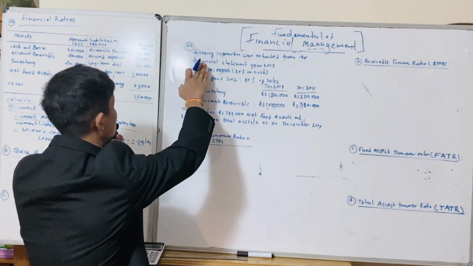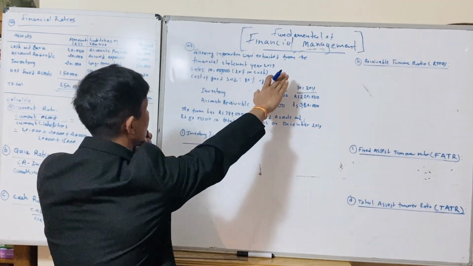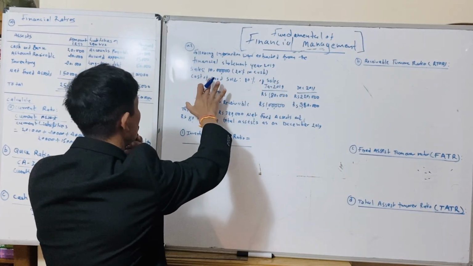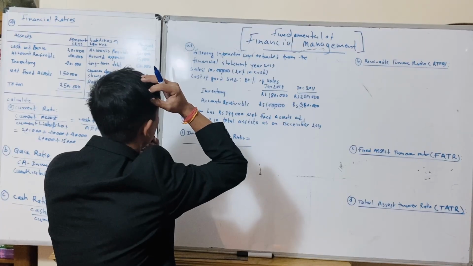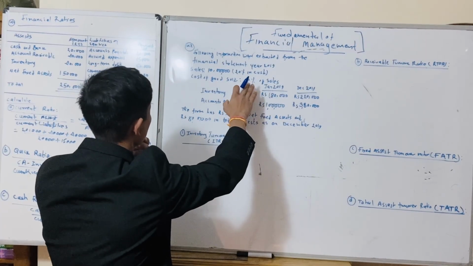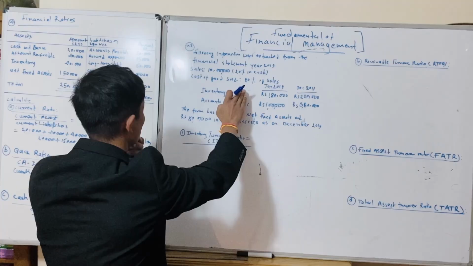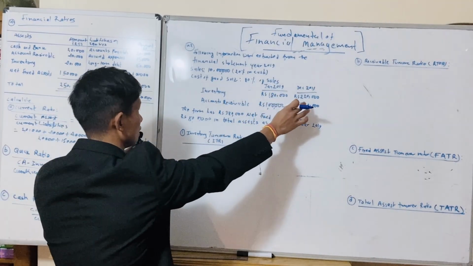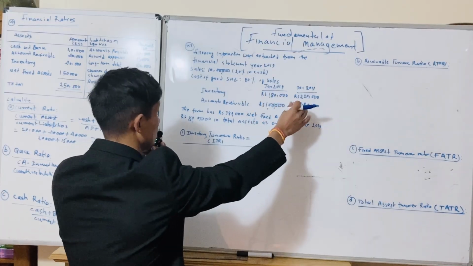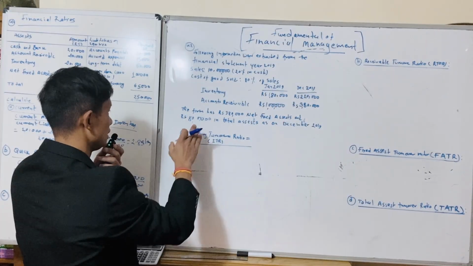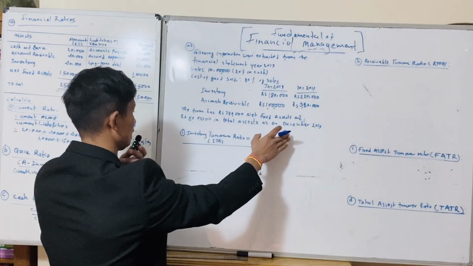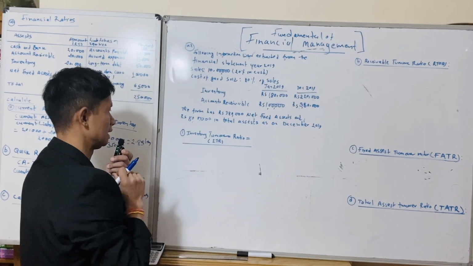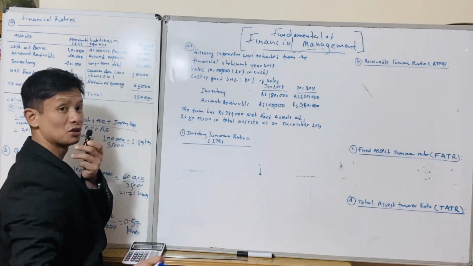Let's have a look at another example. In this example, it says the following information was extracted from the financial statements for the year 2019. Sales are 10 lakh, of which 20% is cash. Cost of goods sold is 80% of sales, and inventory is given for two dates, January 2019 and December 2019. The firm has 3 lakh 80,000 net fixed assets and 8 lakh in total assets as of December 2019. It is asking us for the inventory turnover ratio.